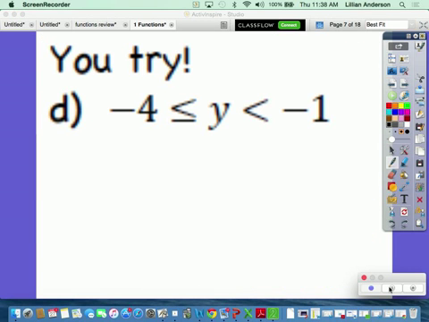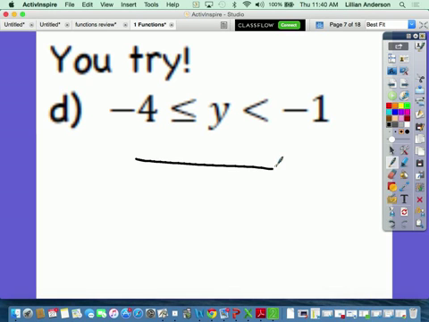Connor, what'd you get? I got both of them going left on the little line thing. Kind of tricky. Did you have -4 first, and then -1? Yes. Okay, cool. So, what do you have at -1, Connor? Circle-wise. Open. And then at -4? Closed. Okay. So, think of it like this. I'm looking for all the y's. Since y is in between these numbers, my shading needs to be in between those two numbers.